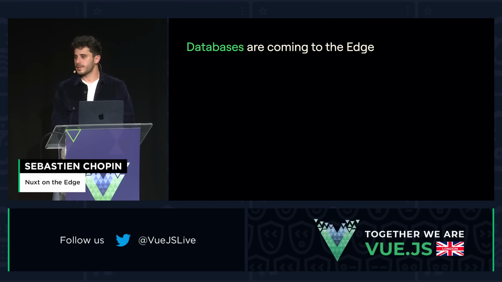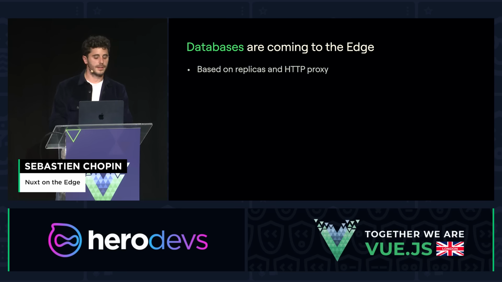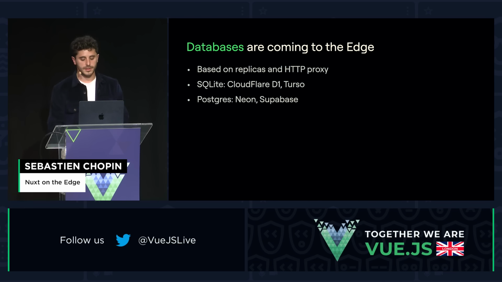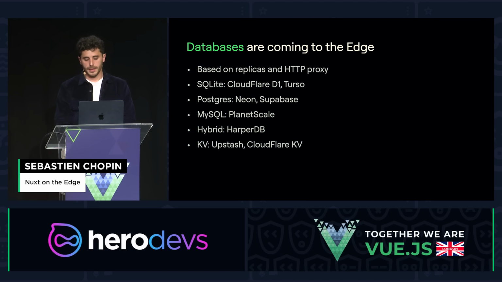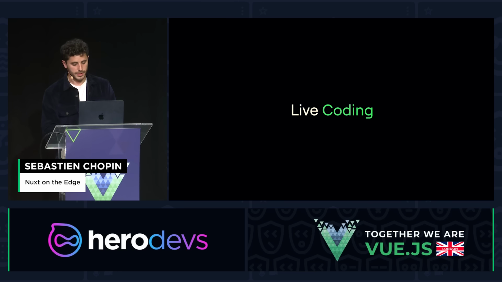We also see databases coming to the edge, based mostly on replicas and HTTP proxy. SQLite from Cloudflare D1 and the recent one, Turso. Postgres with Neon. Vercel Postgres is based on Neon. You have Supabase, even though they offer more than just Postgres. MySQL with PlanetScale. HarperDB for a hybrid approach. KV with Upstash based on Redis and Cloudflare key-value storage.